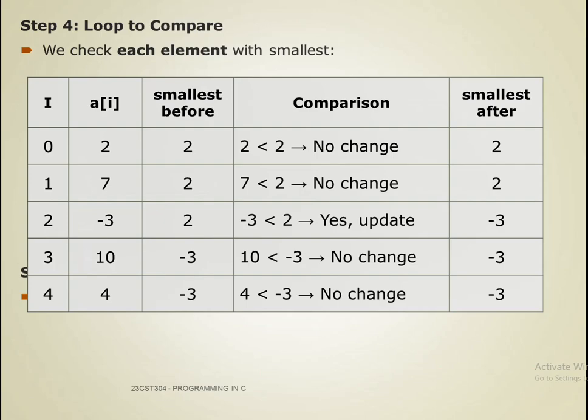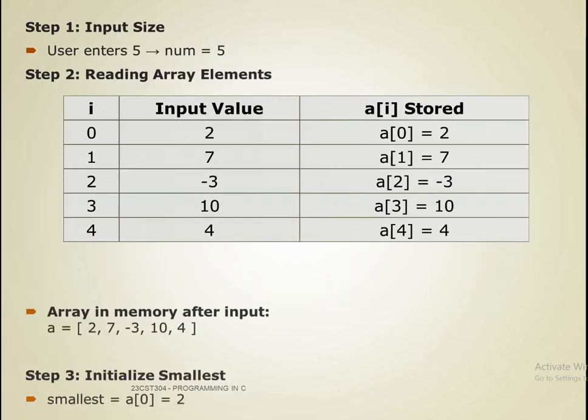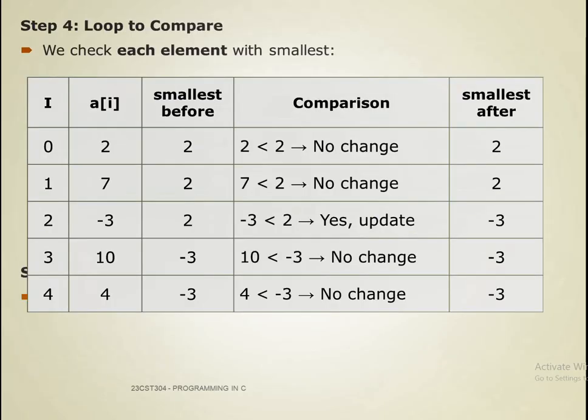Now we compare every element with the smallest. The array values are 2, 7, minus 3, 10, 4. Initially smallest equal to 2. Then compare: 7 less than 2? The condition is false, no. So there is no change here, smallest equal to 2. Then compare minus 3. Minus 3 less than 2, yes, therefore smallest changes to minus 3.